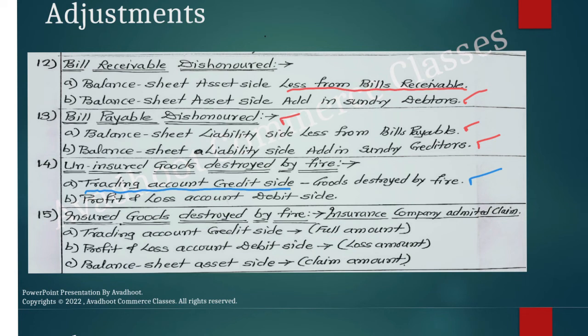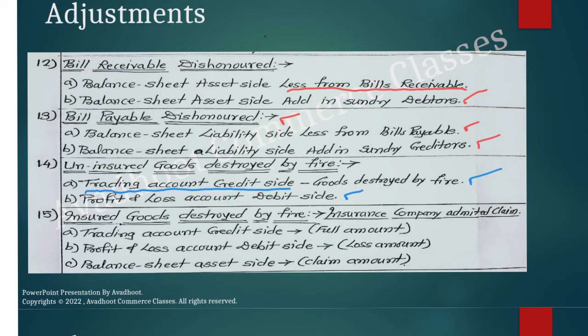Is it there? Next, you are not going to receive any claim from the insurance company because it is not insured, and hence it is your total loss, and losses are to be debited to the profit and loss account debit side.